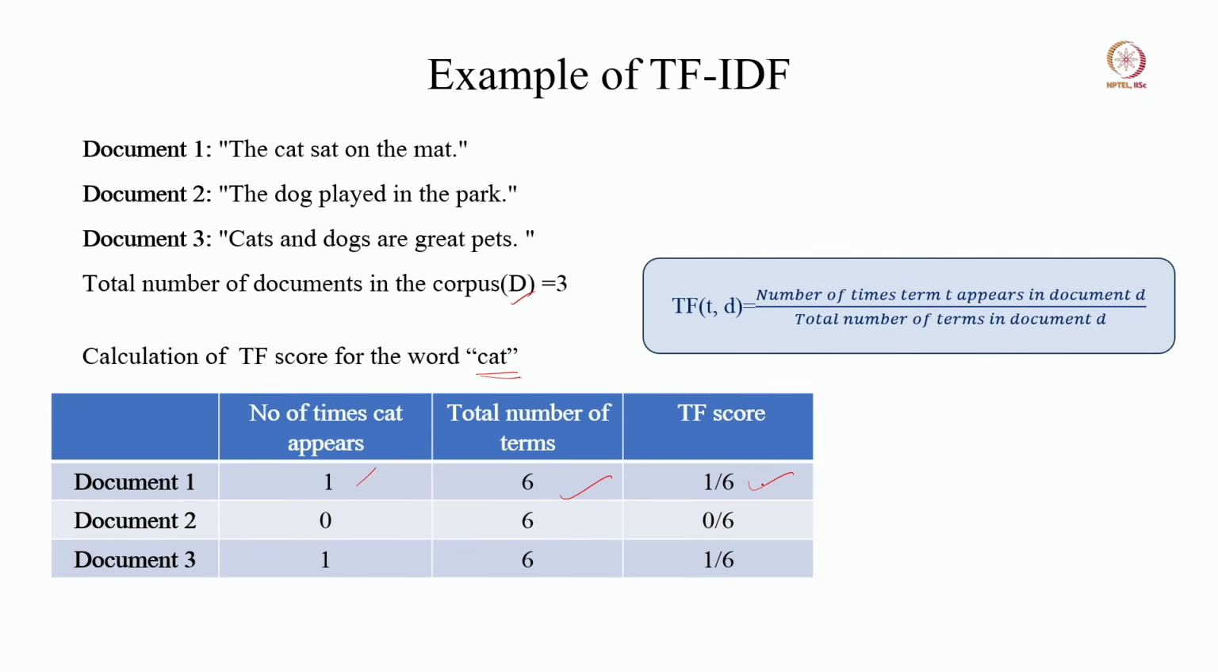In document 2, we are calculating TF for the word cat. In document 2, the dog played in the park. So, there is no cat. The number of times cat appeared is 0. The total number of terms is 1, 2, 3, 4, 5, 6, once again 6. So, the TF score is 0 by 6. In document 3, cats and dogs are great pets. The number of times cat appears is 1. Here also the total number of terms is 6. So, 1 by 6 is the TF score. Okay. This is the way term frequency for a particular word is calculated.